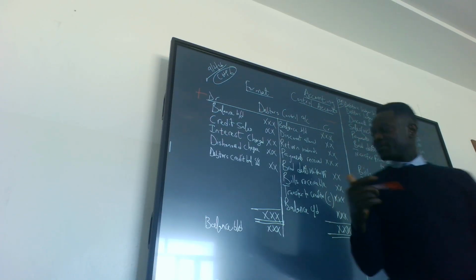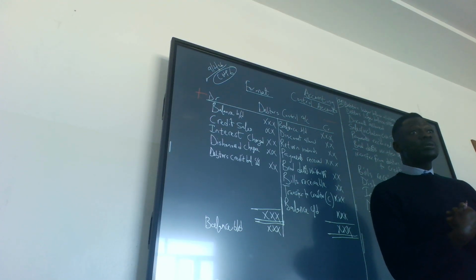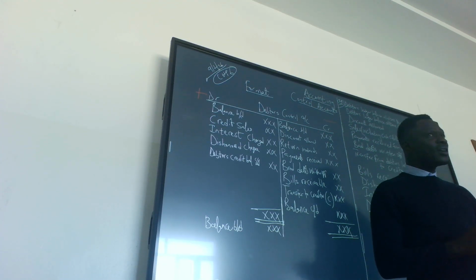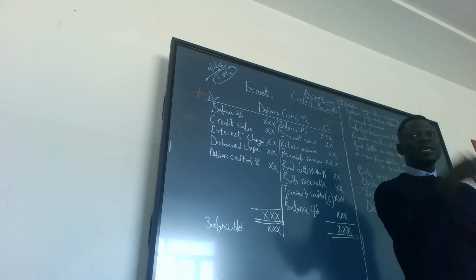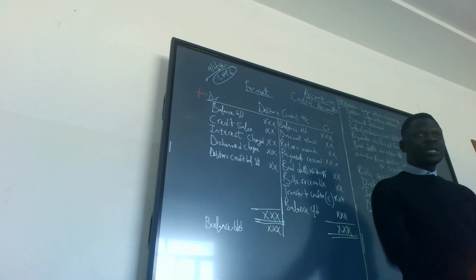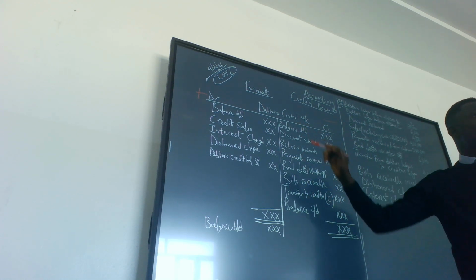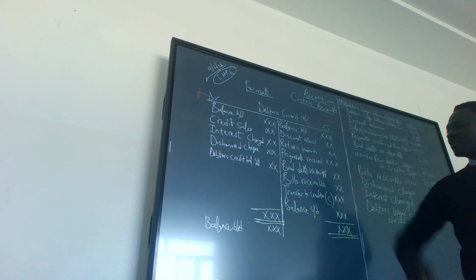Bad debt written off, it is minus. Bills receivable. When you receive the bills from your customers, it means it's minus. So whatever you get from your customers reduces the debtor's account. Whatever you receive from your customers, it does what? Reduces the debtor's account. So it's going to be on the credit side.